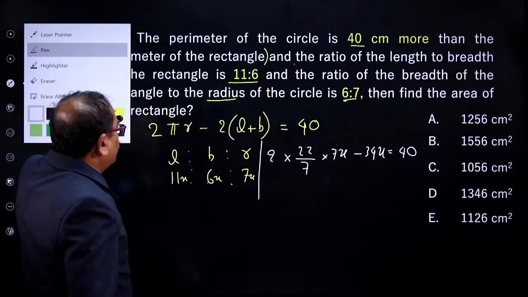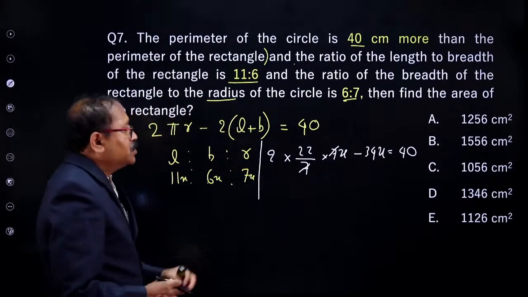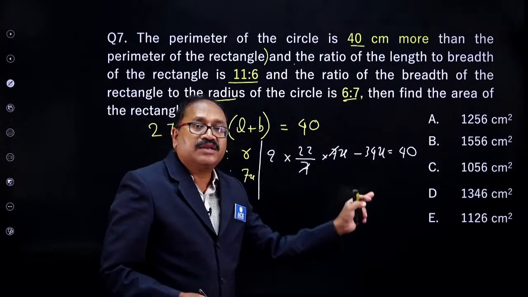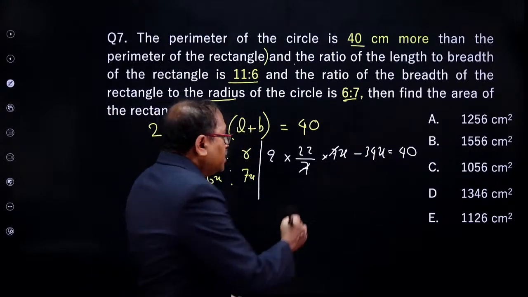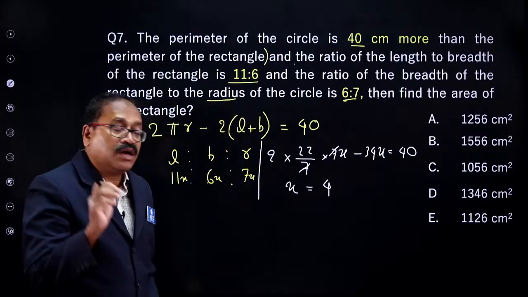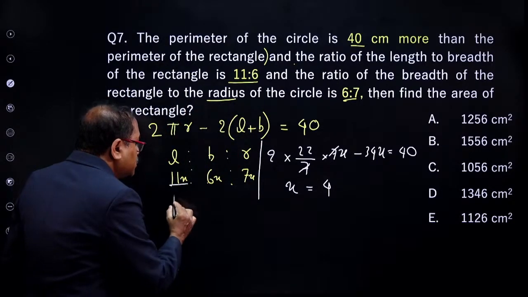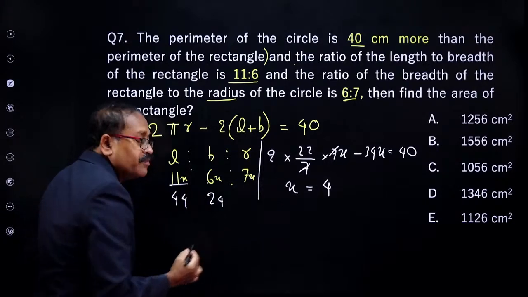So when you cancel this part, 7 and 7 gets cancelled. So you are getting here 44x minus 34x, that is 10x. 10x is equal to 40. Then x is equal to 4. अब x आ गया तो you know that this is 44 and this is 4, 6 is 24.